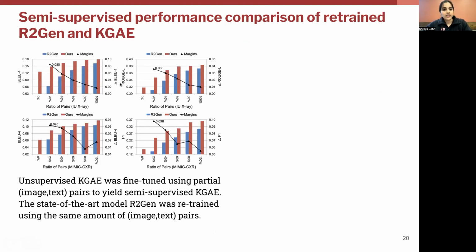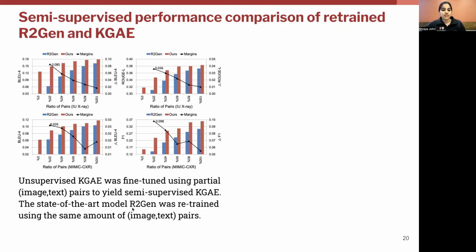Then the authors try to see, in the previous case, it was all unsupervised. So now the authors are saying, what if we put some supervision into the model and see what happens? What they do is they take the unsupervised KGAE and fine tune it after it has already been trained, with some image text pairs, to yield a semi-supervised model. In this case, they also want to make sure that it is at the same level for comparison.